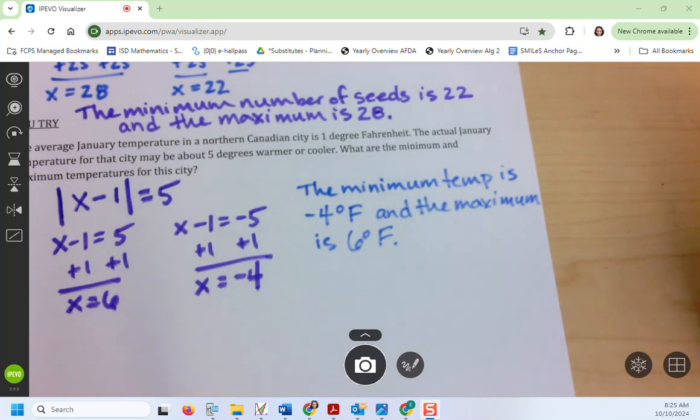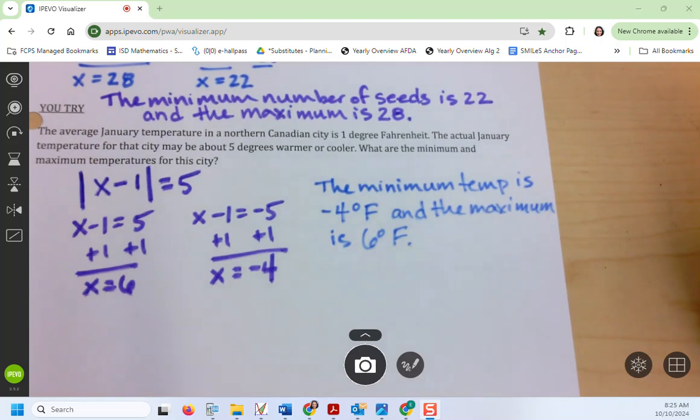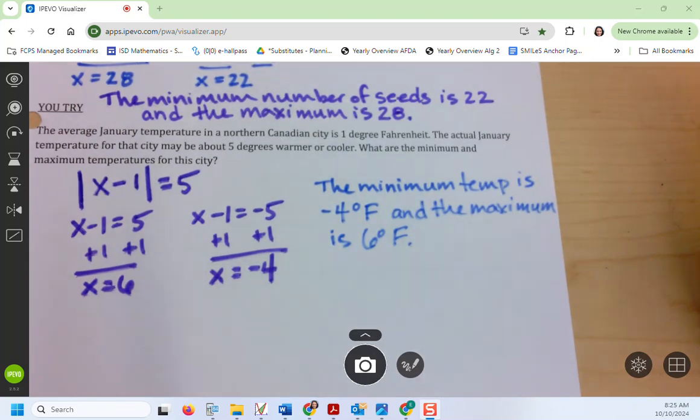Try this one. Okay, so make sure you're caught up and then look ahead to the next page. I believe on the next page we're going to do some inequalities. Yep, we've got some inequalities coming up. They're not much harder though.